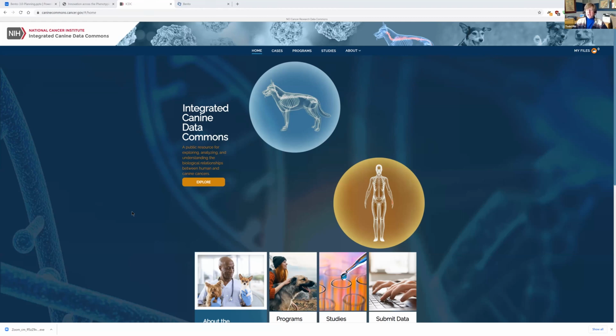Unlike the rest of the data repositories in NCI's initiative, the Integrated Canine Data Commons is actually devoted to a single organism. The others tend to be devoted to genomics or imaging, a specific data type.